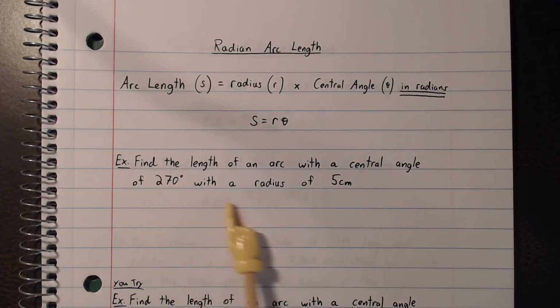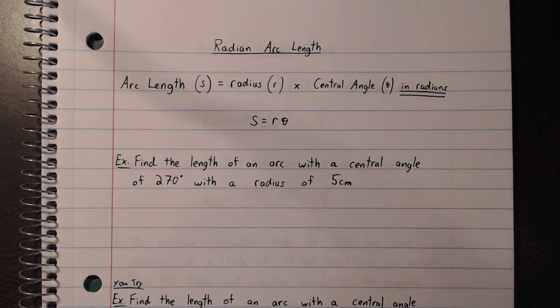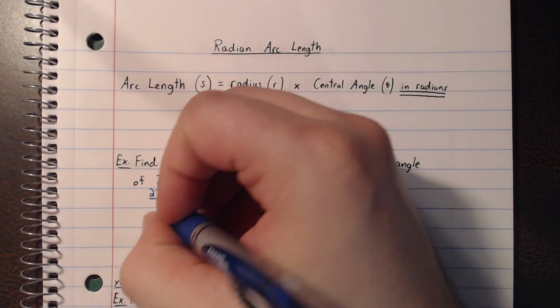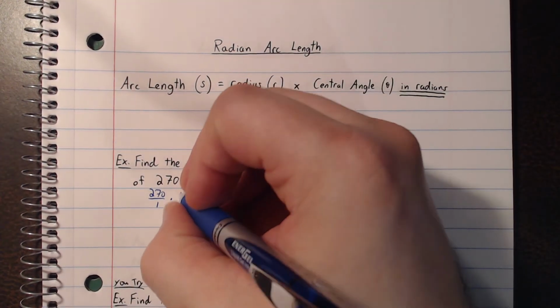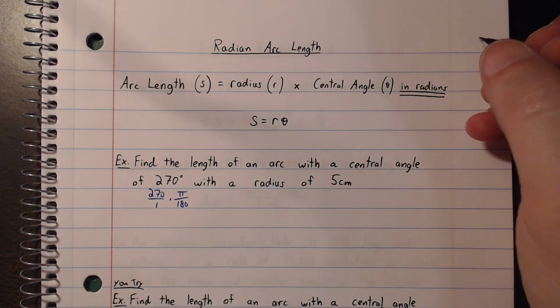So this problem says find the length of an arc with a central angle of 270 degrees with a radius of 5 centimeters. This is not in radians, so it's a good thing that I showed you how to convert first. So we're going to take 270 over 1 and multiply by pi over 180. That can reduce.